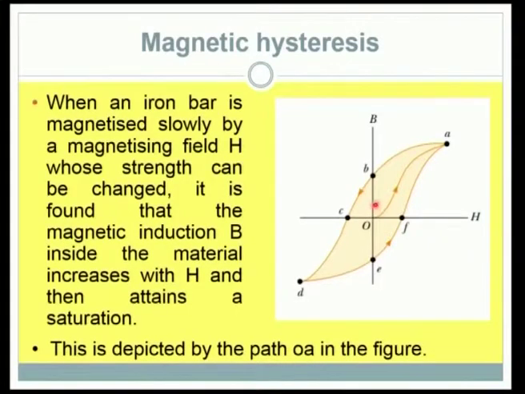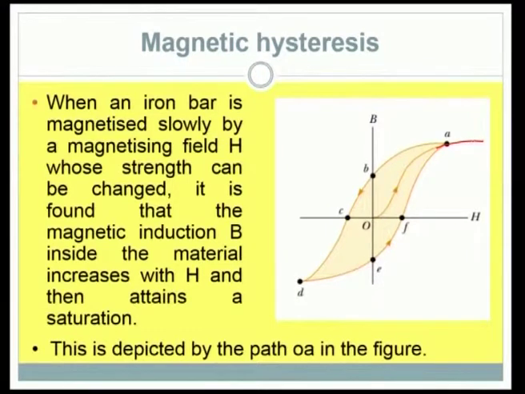Follow this instruction. It starts from 0, 0, and as the magnetizing field increases, the magnetic induction also increases with this trend and reaches a saturation. Beyond that, we cannot change the value. What is the meaning of attaining a saturation? That means it is not going to change further.